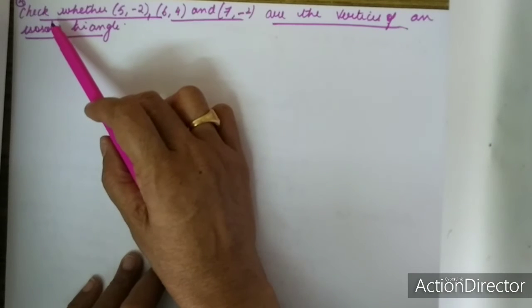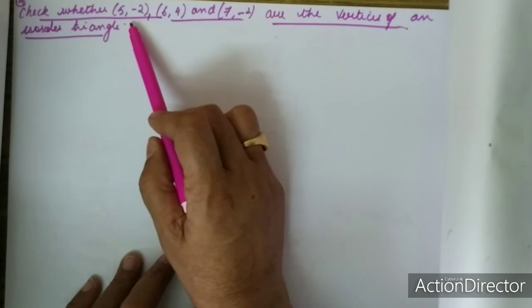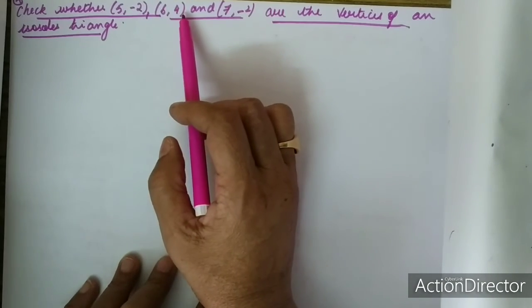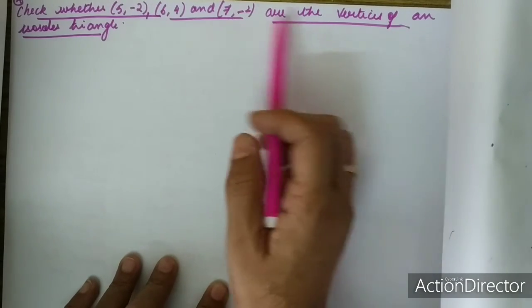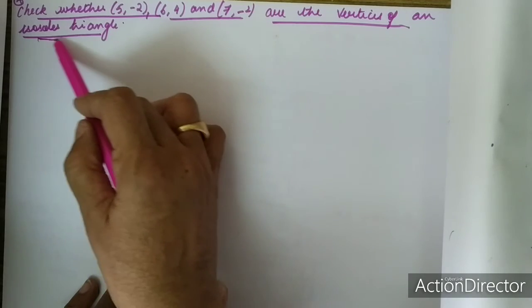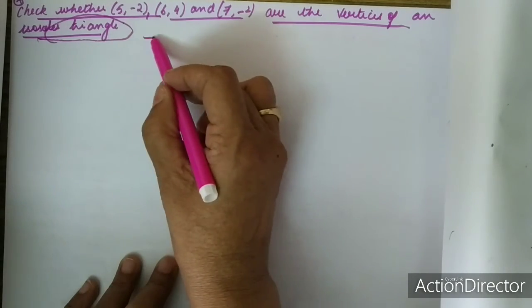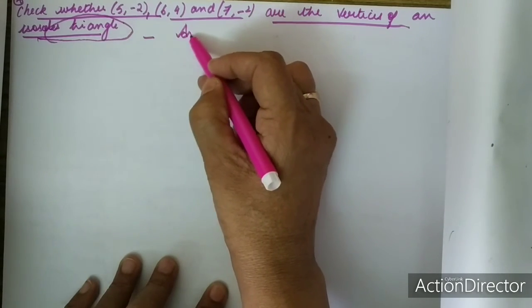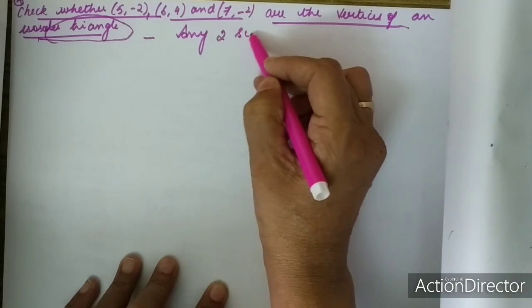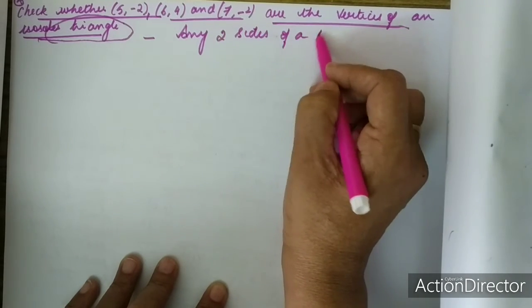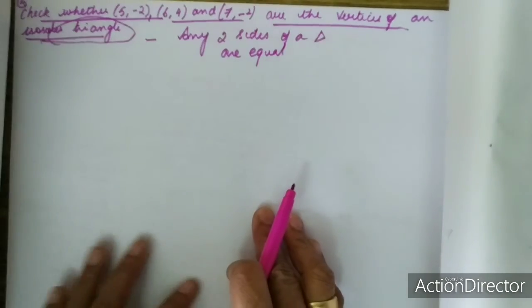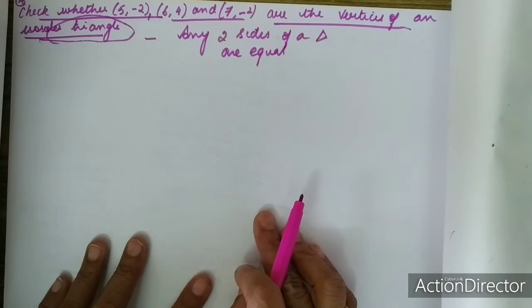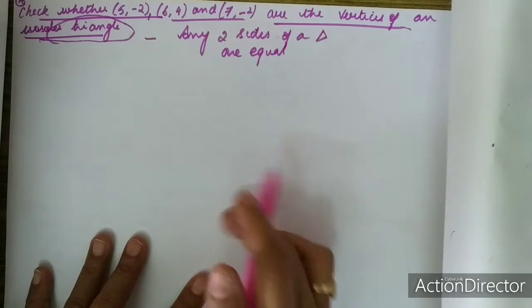Moving on to question number 4. Check whether (5, -2), (6, 4) and (7, -2) are the vertices of an isosceles triangle. What do you mean by isosceles triangle? Any two sides of a triangle are equal. So we have to prove any two sides are equal. The lengths of any two sides are equal. Then we can say it is an isosceles triangle.